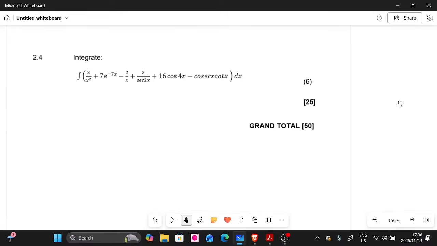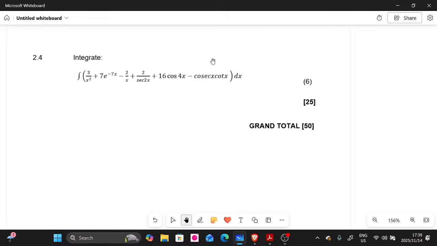Now let's look at 2.4. This one, again, is a polynomial, but for integration. You must know these integrals, guys. I've done videos on different types of integration. We have 4 types of integration: the standard integral, the natural log integral, the exponential, and also the trigonometric ratios. So you need to know how to do those.